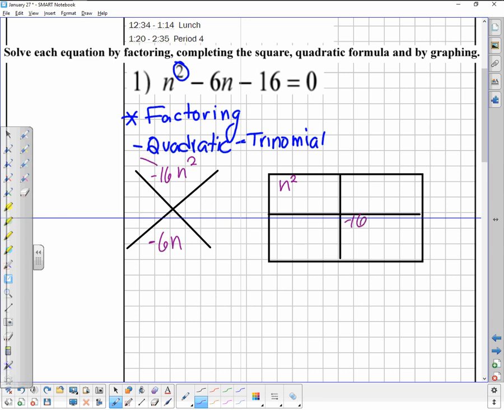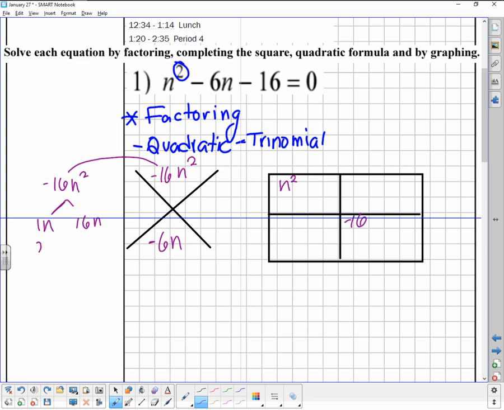Now I'm going to take this over here, and I'm going to do the factors in order. So the first one I'm going to do is 1n and 16n. I'm going to do 2n and 8n. What about 3? What about 4? 4n and 4n. 5? Nope. 6? Nope. 7? Nope. 8n and 2n. Once the factors start repeating, that's it. I'm done. I don't need any more.